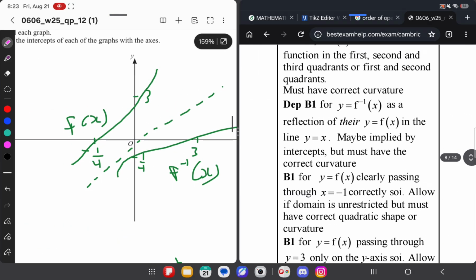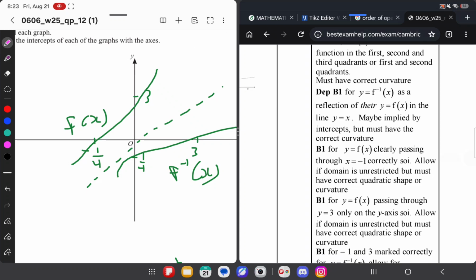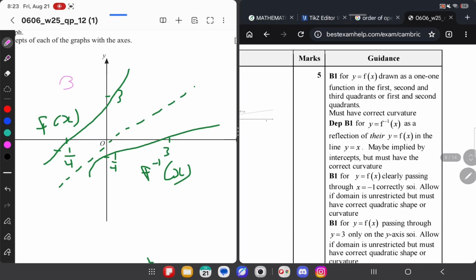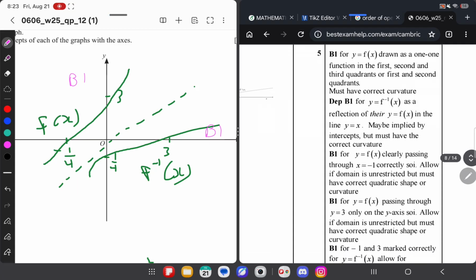Dependent B mark for y equals f prime, f inverse as a reflection of y equals f of x in the line y equals x. So this is B1. B1 may be implied by intercepts but must have a correct curvature. Where for y equals f of x, passing through x equals negative 1.